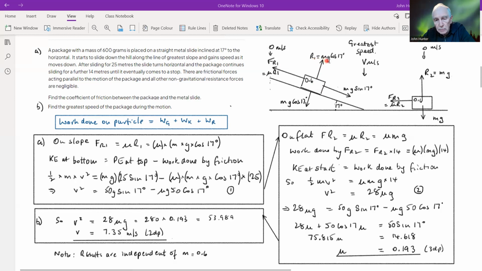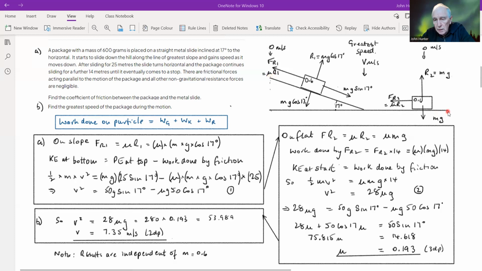So this is also mg cos 17, and then the force of friction, which I've denoted as FR1 for this part of the journey, is going to be equal to mu times reaction force 1, R1, and that's our little equation for friction: F equals mu R. Okay, so those are the forces on this.